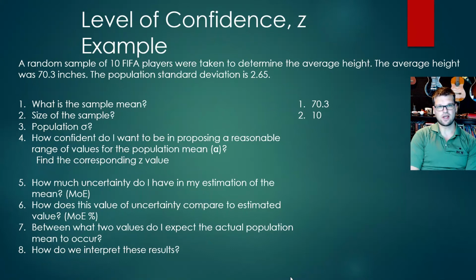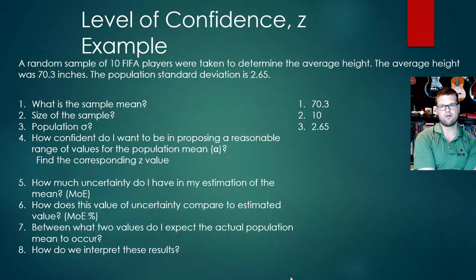What is the size of the sample? The size of the sample is 10 players. And then the population standard deviation. This is all information that we need to know right away, which is going to be 2.65 as our population standard deviation. The next question is how confident do I want to be with proposing a reasonable range of values for this population mean?